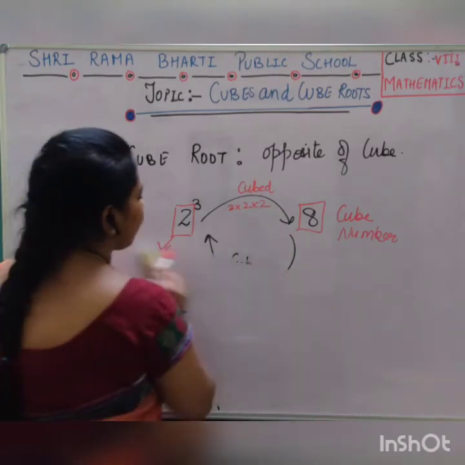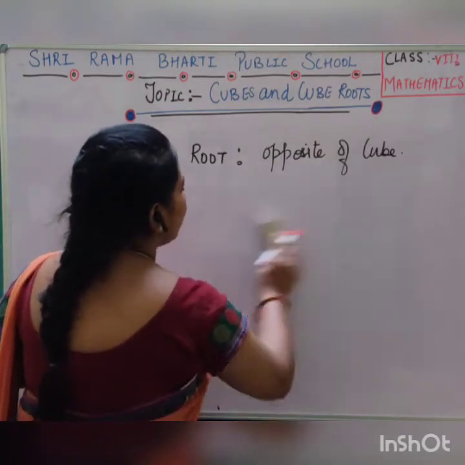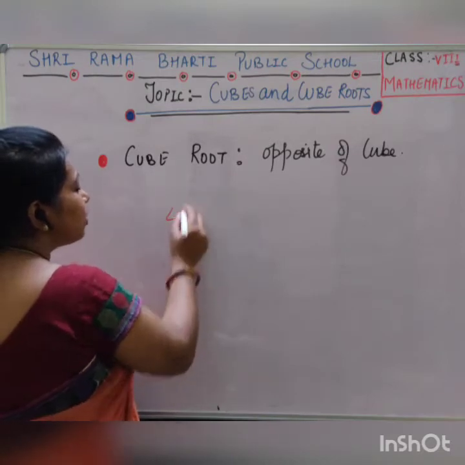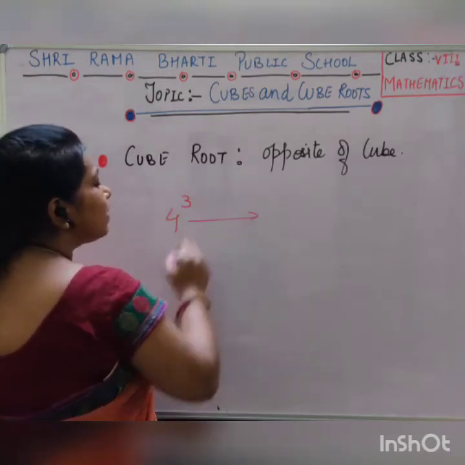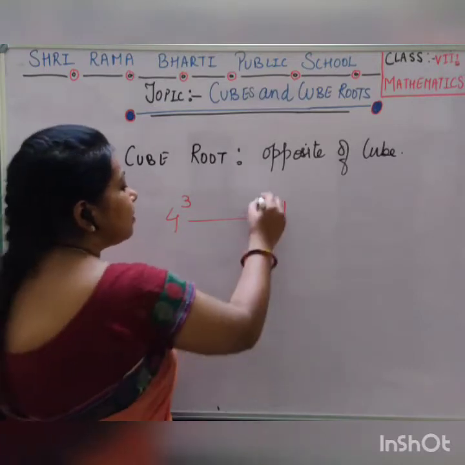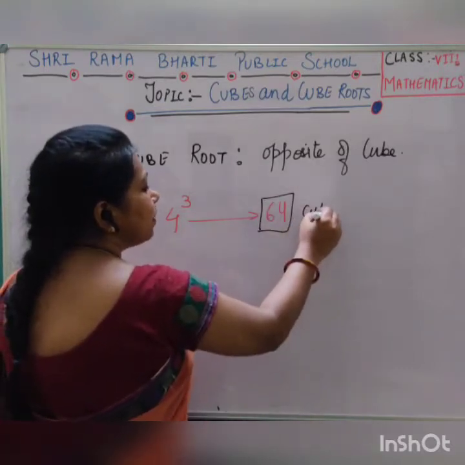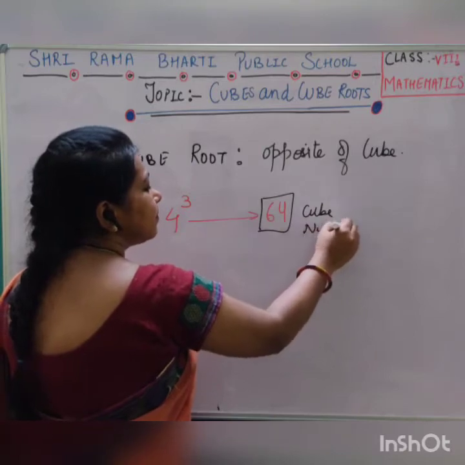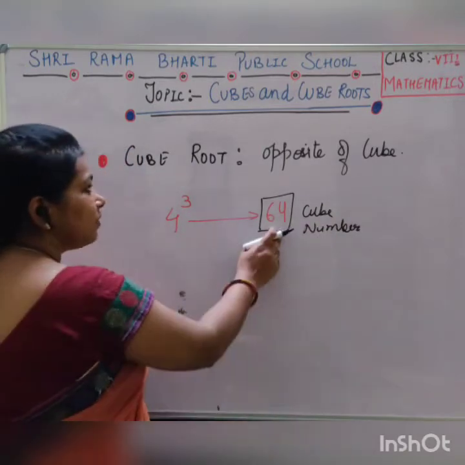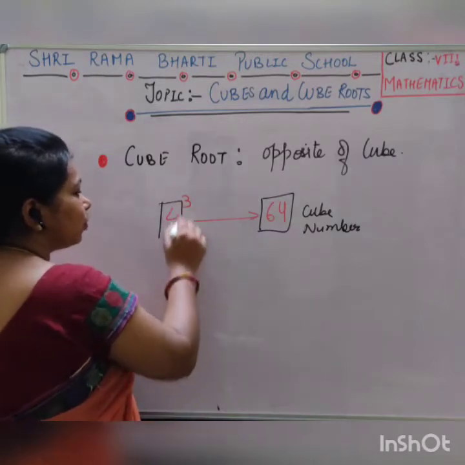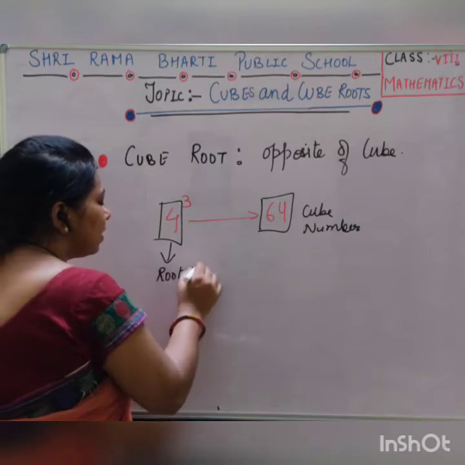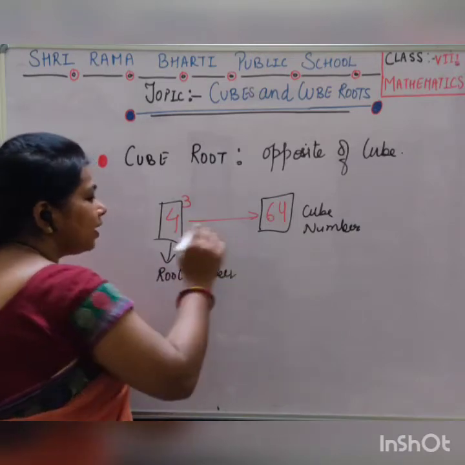Now, with one more example I can show you. If I say 4 cube, so 4 cube means 64. So here 64 is a cube number, and 64 is a cube of which number? 64 is a cube of 4, right? So 4 is the root number, right?